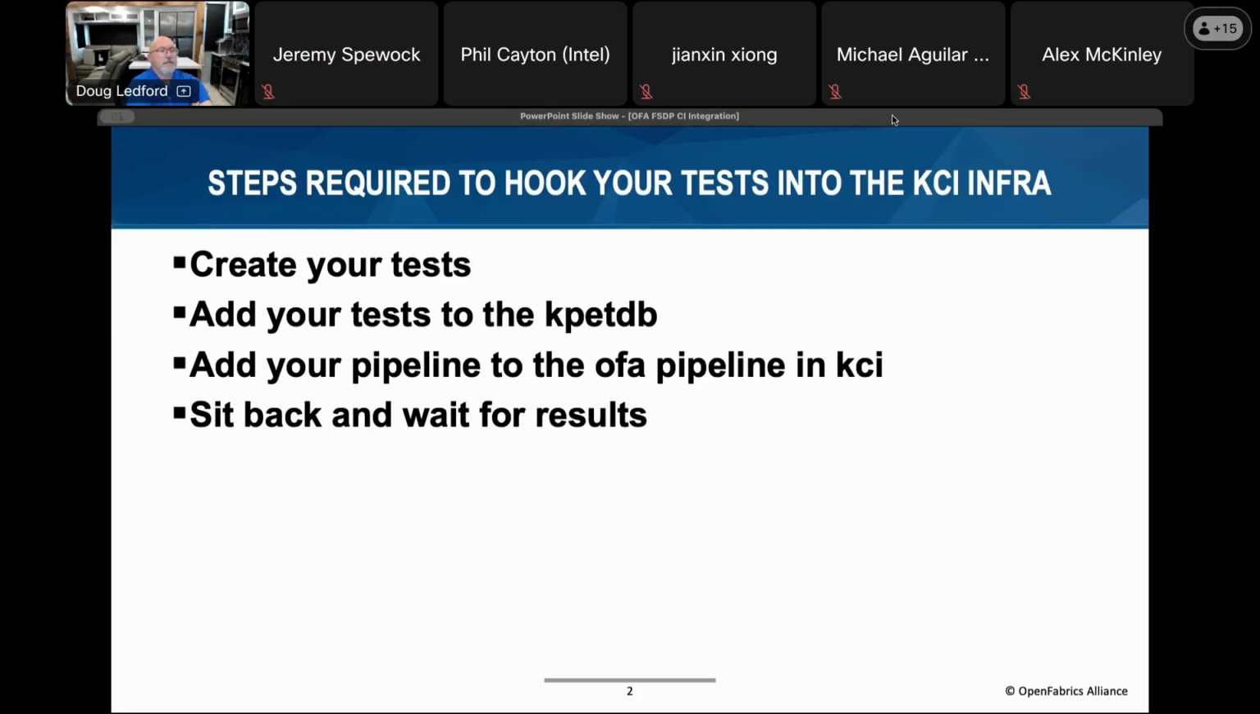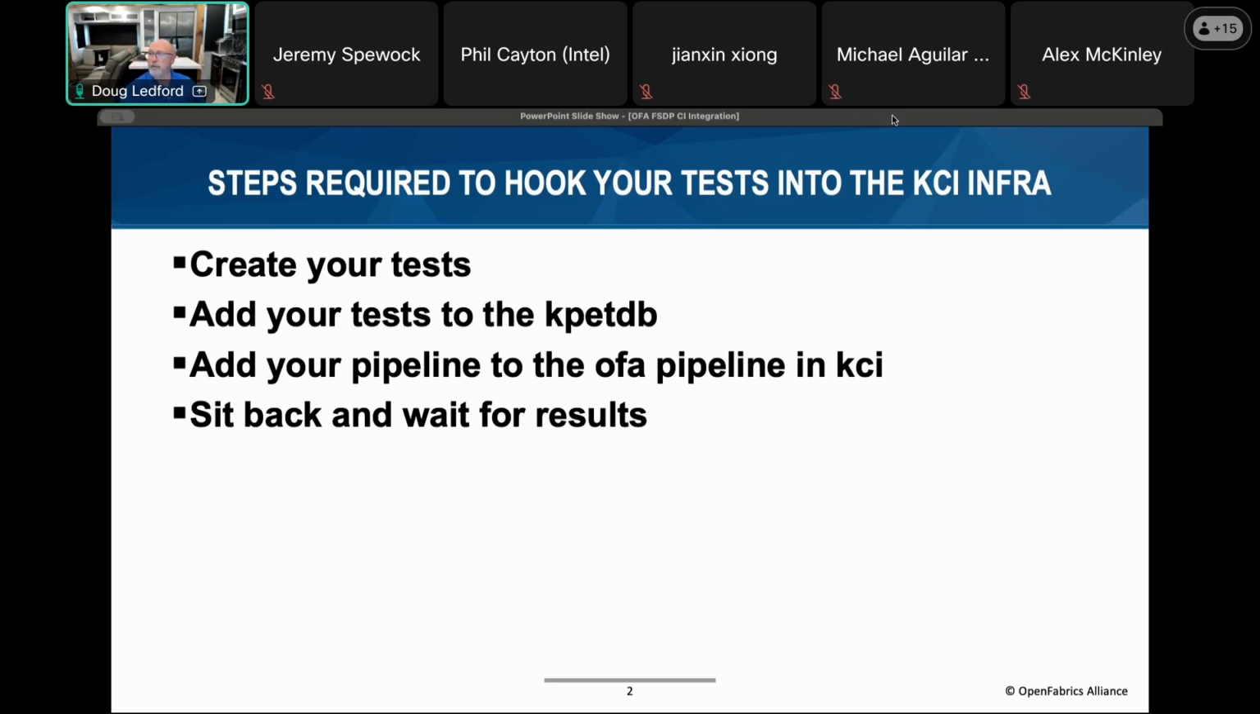In a very, very loose sense, these are the steps required to hook everything into the KCI infrastructure that Red Hat built over the years. The first thing you have to do is create your tests. After that, you add your test to the KPET-DB, which is part of CentOS Stream. Then you add your pipeline to the OFA pipelines in KCI. And then you just sit back and let it do its thing. That's really what it boils down to in a nutshell.